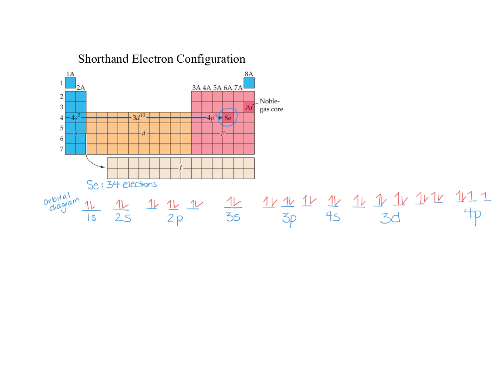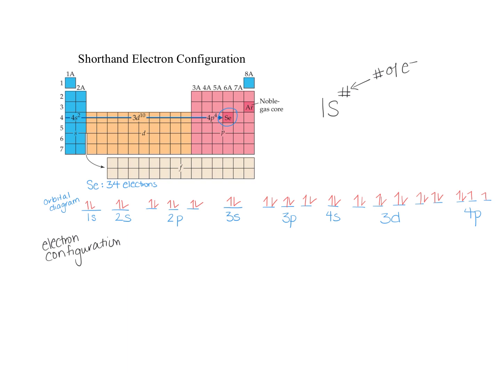Boy, was that a pain. That was a lot of writing. Turns out there's a shorthand for this where we can just write the electron configuration. So when you write the electron configuration, you write the orbital, like, for example, 1s, and then you're going to put a number here. And that number is just the number of electrons.